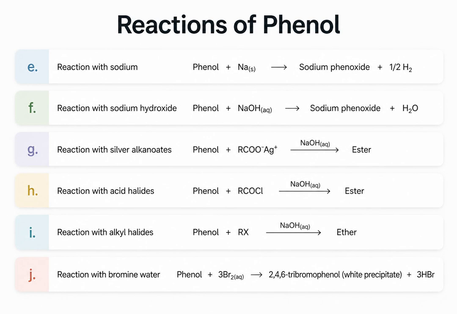Phenol is significantly more acidic than aliphatic alcohols, reacting readily with aqueous sodium hydroxide to form sodium phenoxide. This phenoxide ion is a strong nucleophile, allowing us to synthesize esters using acid halides or silver alkanoates, and ethers using alkyl halides. Furthermore, the hydroxyl group strongly activates the benzene ring, so reacting phenol with bromine water instantly yields a white precipitate of 2,4,6-tribromophenol.